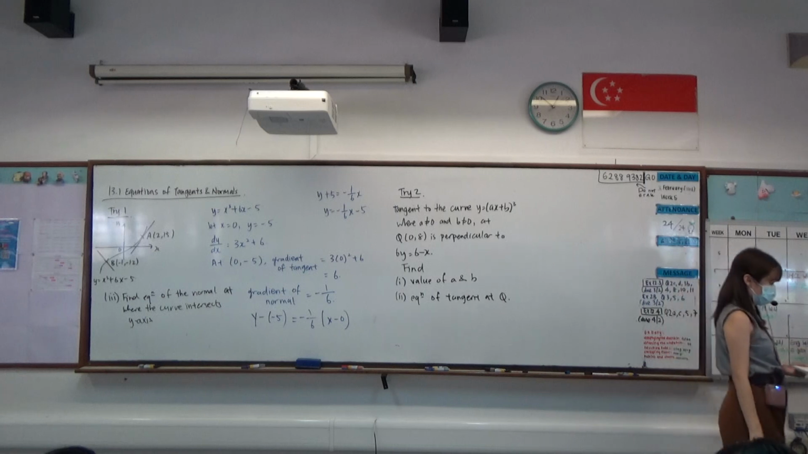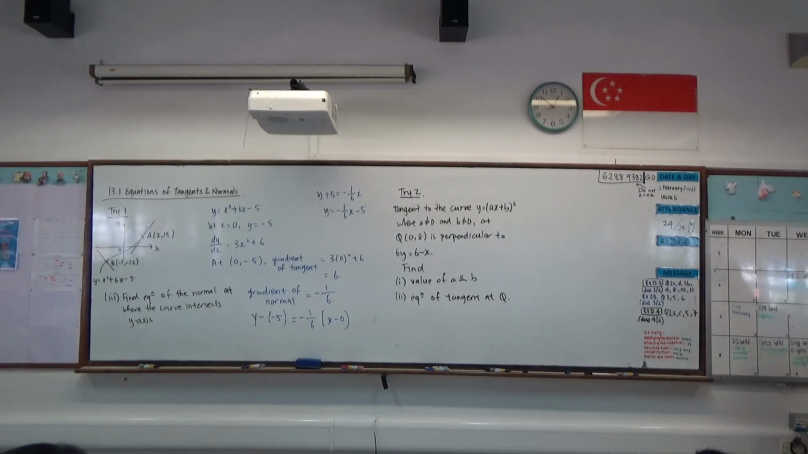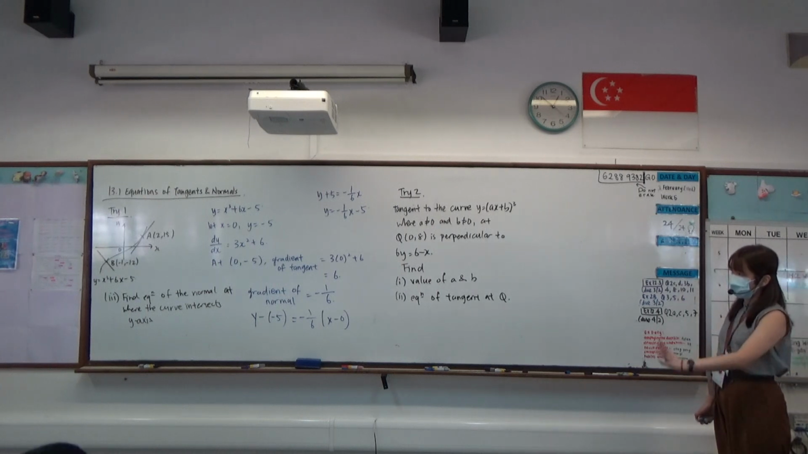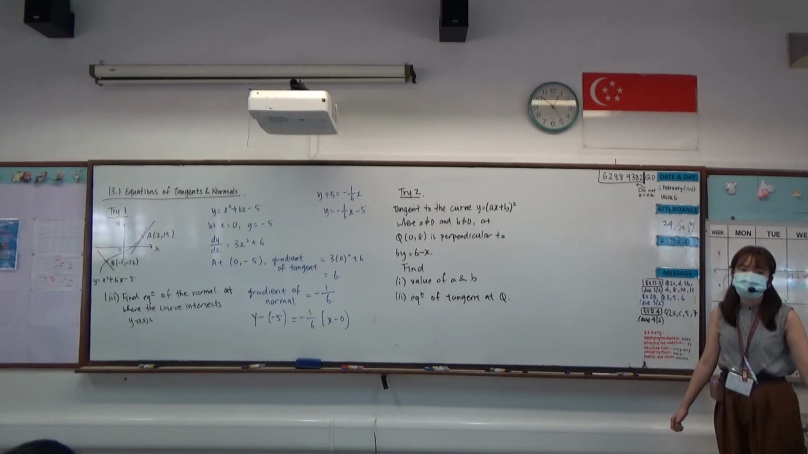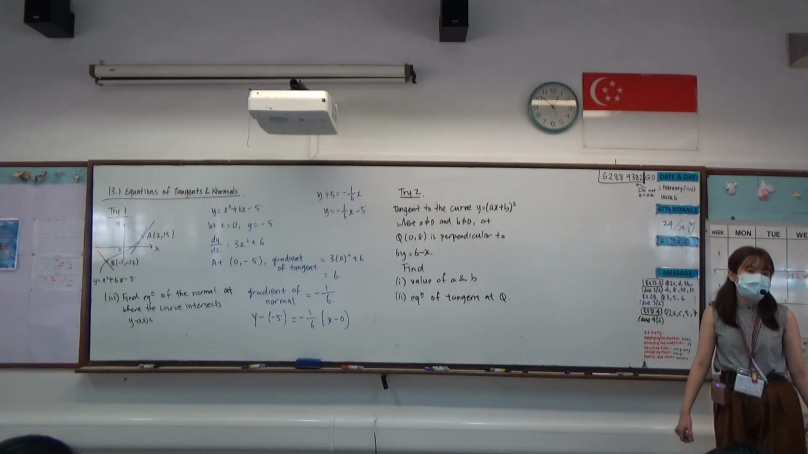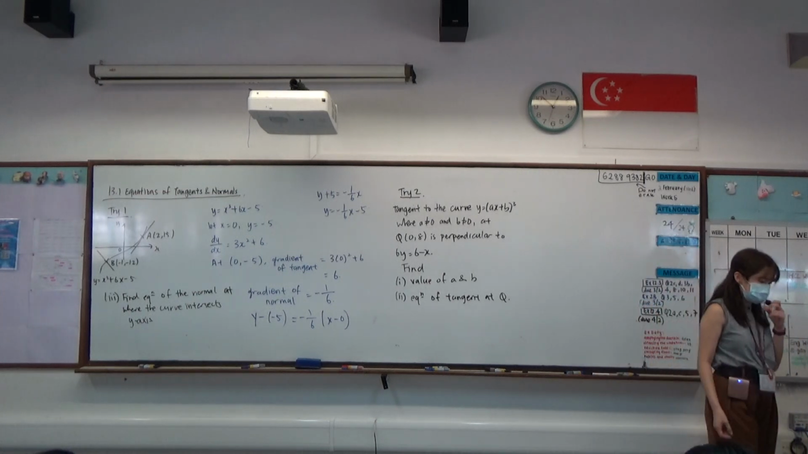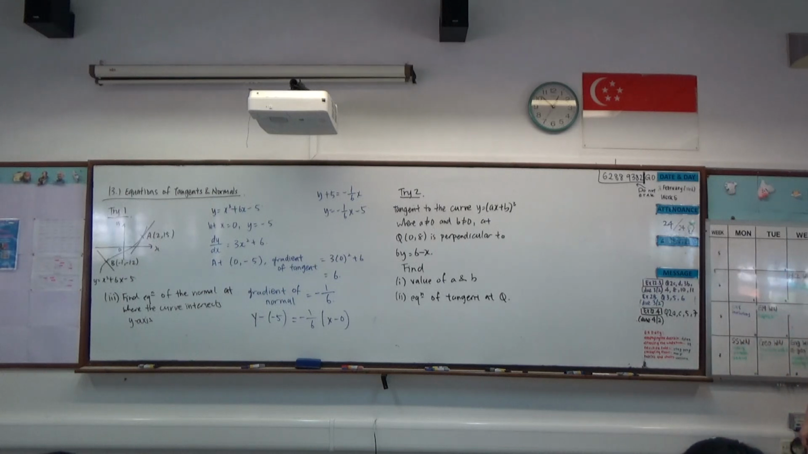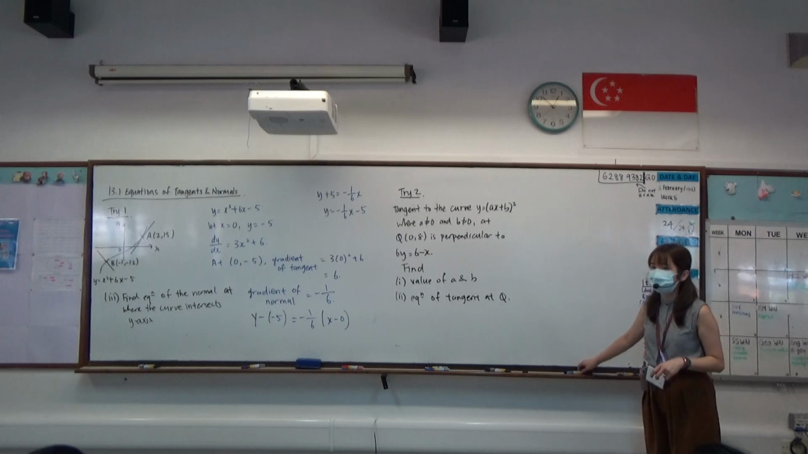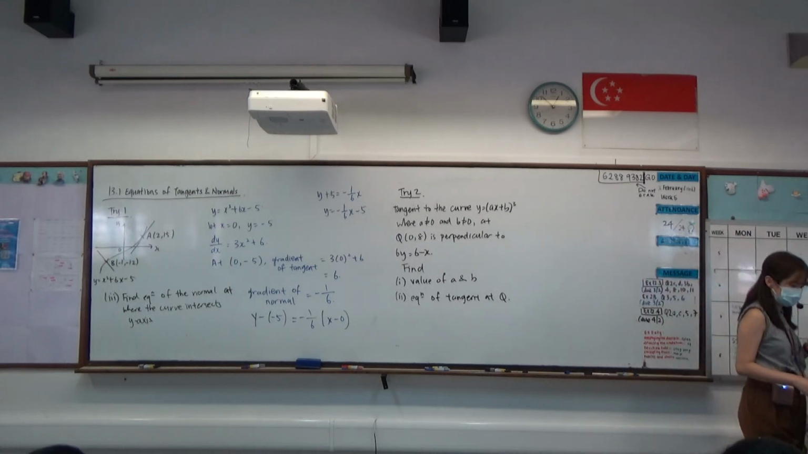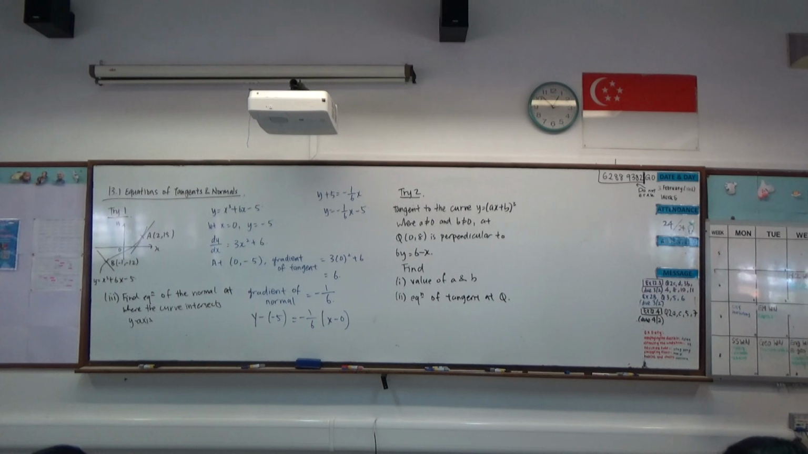In try 2, we have that the tangent to a particular curve has the equation y equals ax plus b cubed, a not equal to 0, b not equal to 0 as well. And that tangent at the point Q is perpendicular to 6y equals 6 minus x. Could you all draw a diagram to illustrate what this question is saying? Just give you 30 seconds.